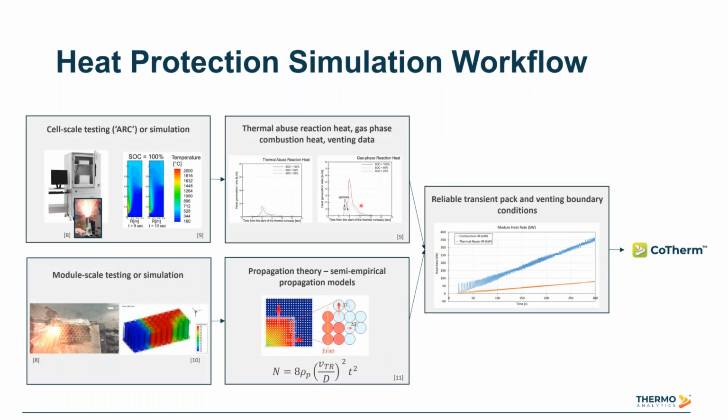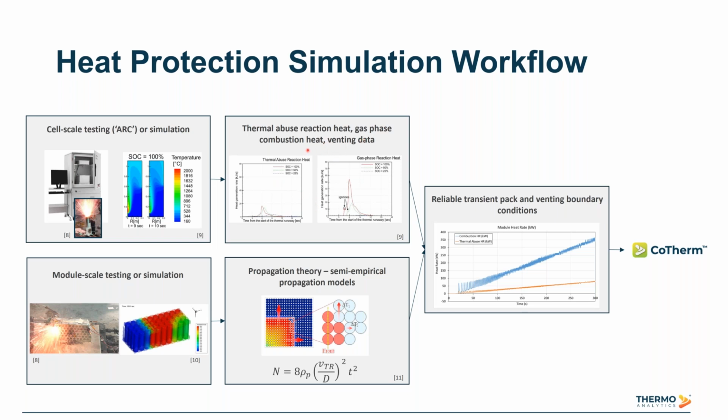Okay, so this is a figure outlining at the highest level the thermal runaway heat protection workflow that we have developed. So this coupling is all facilitated via Cotherm. So this is our automation and workflow management tool here at TAI. And the workflow takes a few different inputs. We have our cell level data. So this is transient data of our thermal abuse reaction heat. So our so-called thermal runaway exothermic reactions. And we're placing those directly into our cells.